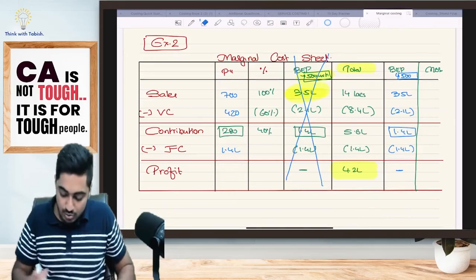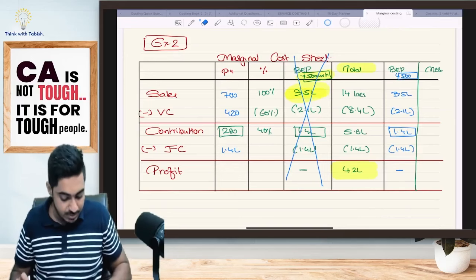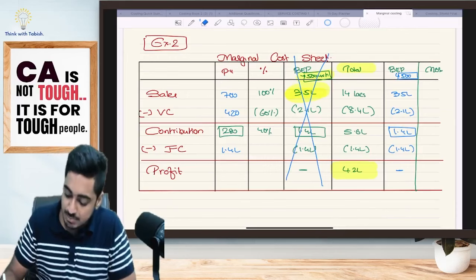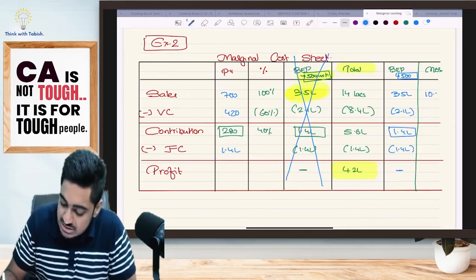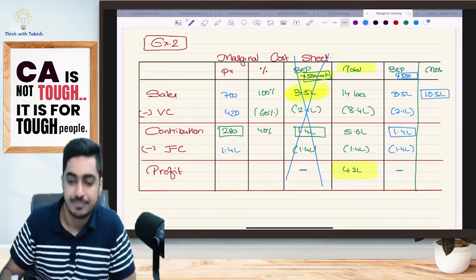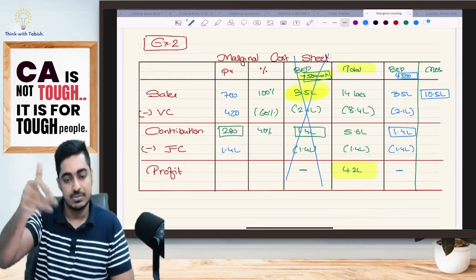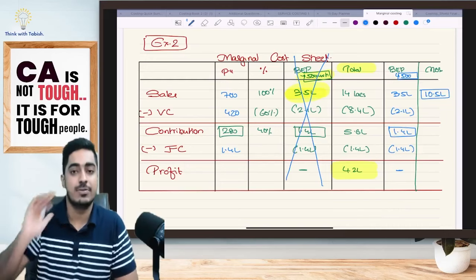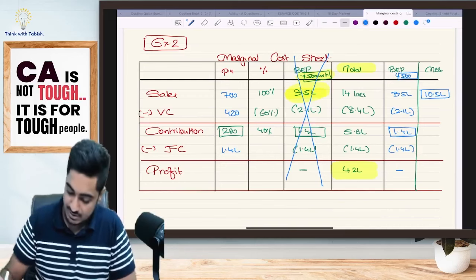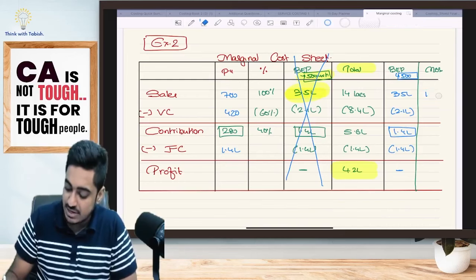Sir, simple, sir. Total 14 I did. That 3.5 is BEP. That means 10.5 is going to be my MOS. Yes or no, everyone? Yes, sir. Perfect. That is one way of calculating. Is this clear, everyone? Okay. Yes. Second way of calculating.